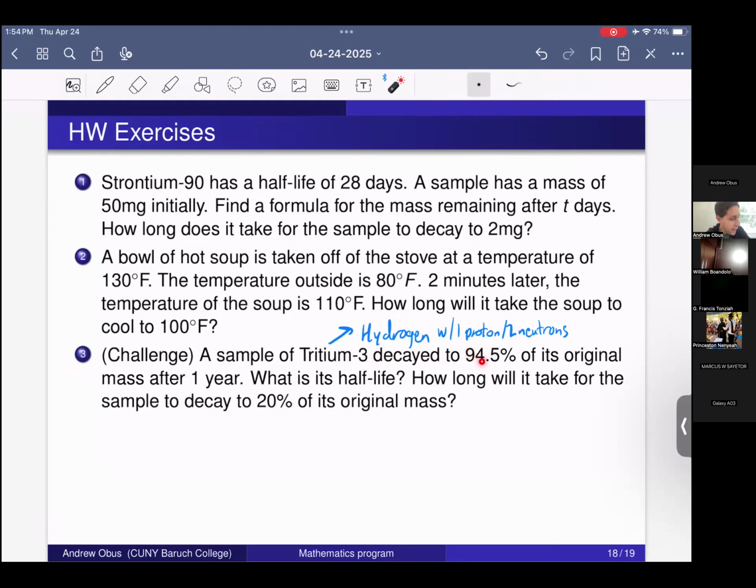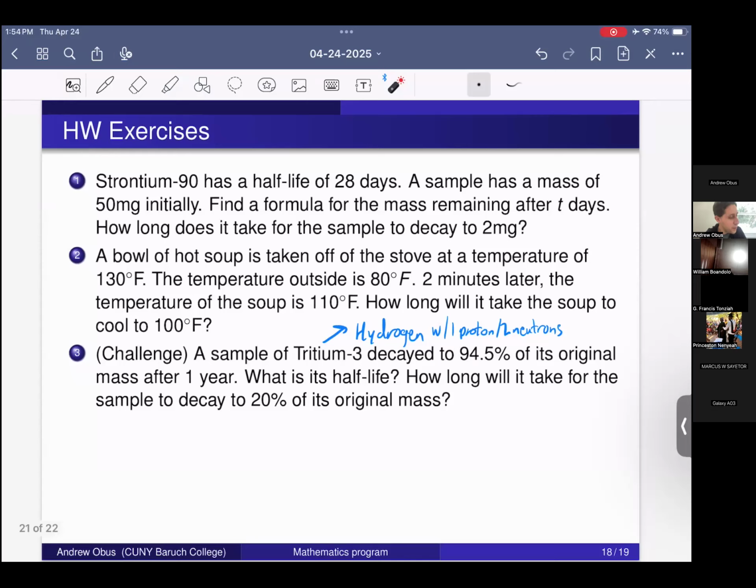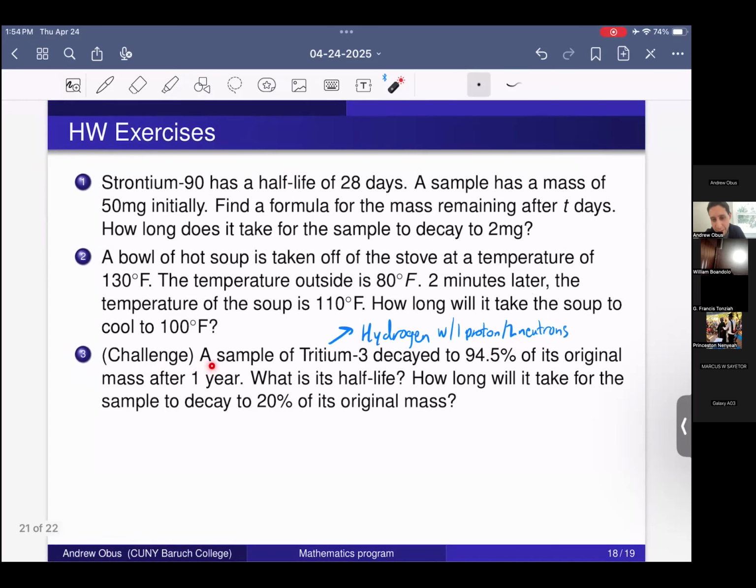It's decayed to 94.5% of its original mass after 1 year. So the question is, what is its half-life? And how long will it take for the sample to decay to 20% of its original mass? So it's a lot like the other problems, but it's phrased a little bit differently. This one might be a bit of a challenge, so we'll talk about this one next time. So these are the homework exercises.